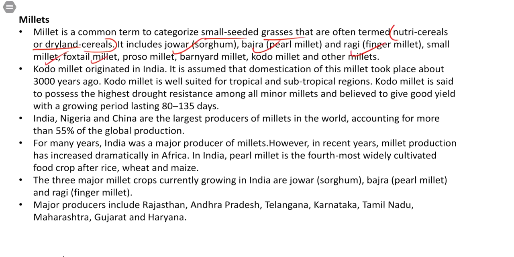And we have a millet called kodo millet, which originated in India. It is assumed that the domestication of this millet took place about 3000 years ago. Kodo millet is well suited for tropical and subtropical regions, and it is said to possess the highest drought resistance among all minor millets and is believed to give good yield with a growing period lasting 80 to 135 days.